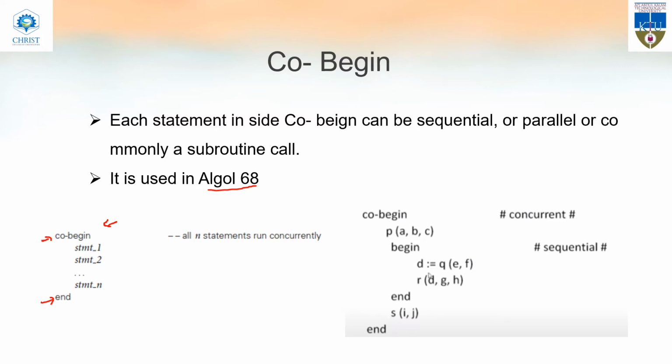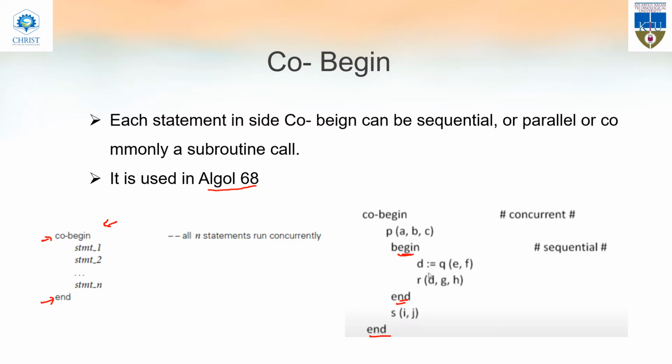Okay, live example, we can go to this example. So in co-begin, you can see that there is one more difference in this example, that is there is another begin and end. So here there is one begin and end, and also there is co-begin and end. So here the co-begin ends here and this begin statement ends here.